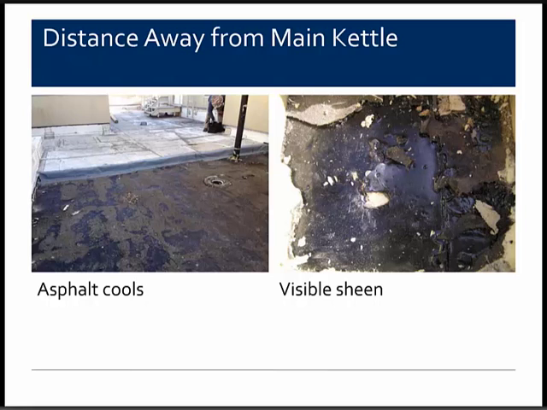The asphalt cools, where you see the picture on the left, the light gray colored dark areas show where the adhesive bond was to the insulation, and on the right you see a close-up of the darker areas, or where you see the visible sheen of the asphalt where it was allowed to cool and was not mated properly to the insulation.